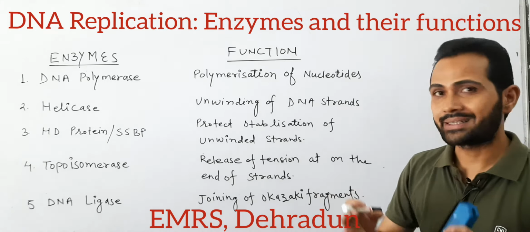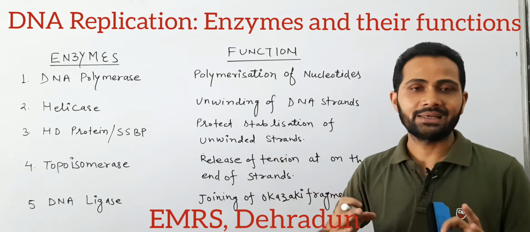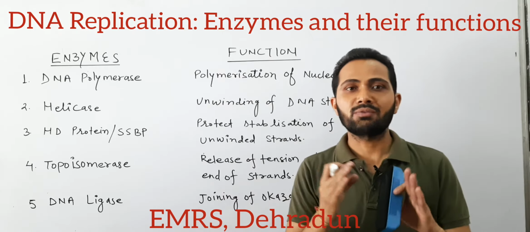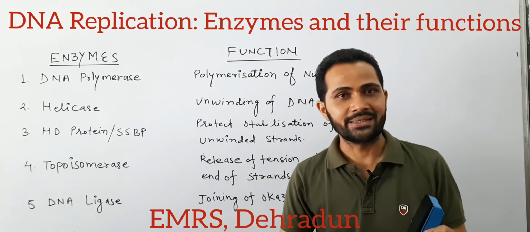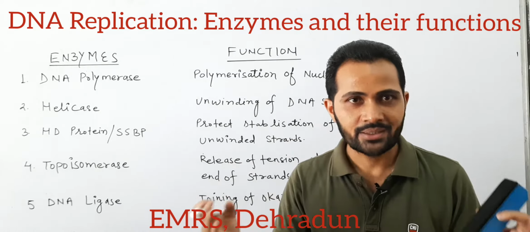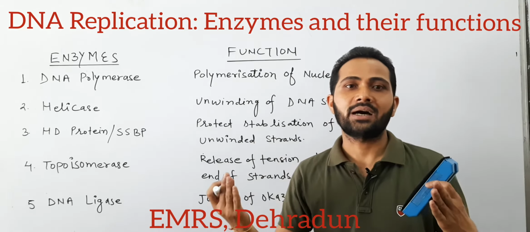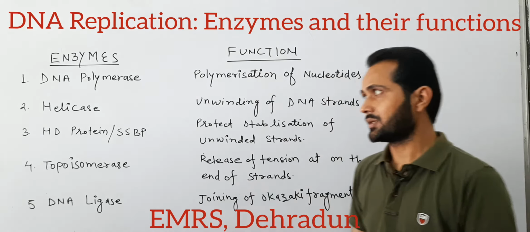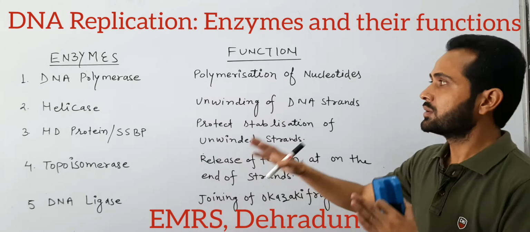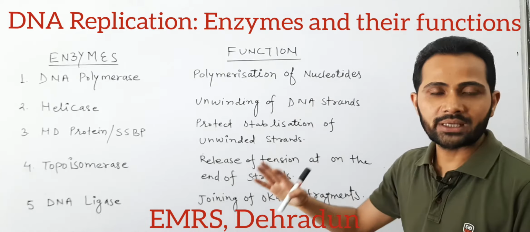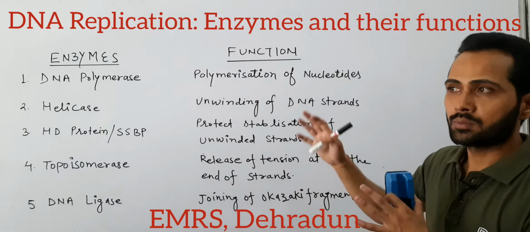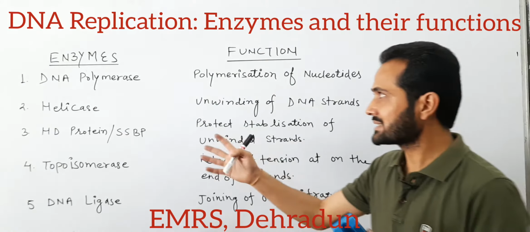As we know, DNA is a double helical structure, and DNA replication starts with the unwinding of the two strands. After unwinding of the two parental strands, the newly synthesized strands are formed. So these are the 5 important enzymes which play their role in the DNA replication process, and these are the functions performed by these enzymes.